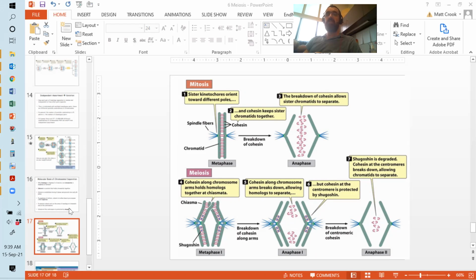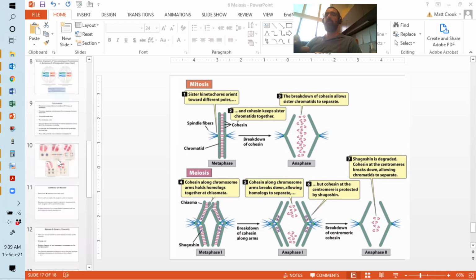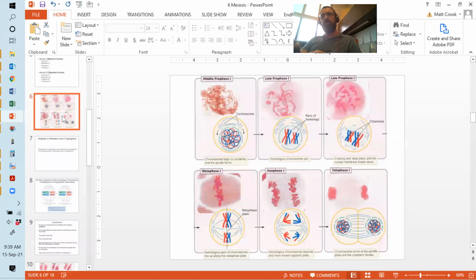So essentially, that's the crux of meiosis, right? So meiosis 1 is where almost all of it happens. I mean, there's a little bit of random alignment on the metaphase 2 plate of which way around the chromatids are. But the vast majority of the randomness of meiosis is in meiosis 1.